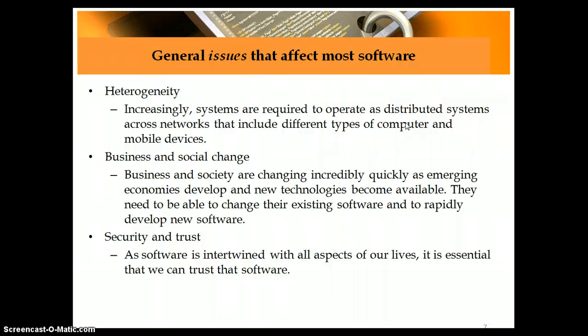Business and social changes. Business and society are changing incredibly quickly as emerging economies develop and new technologies become available. Okay, so right now customers are very smart. Everyone has a mobile phone, so everyone knows about the technology. You can't just underestimate our customer. They know how to use the technologies. Security and trust. This is the main issue. As software is intertwined with all aspects of our lives, it is essential that we can trust that software. Okay, your software must be trustable.